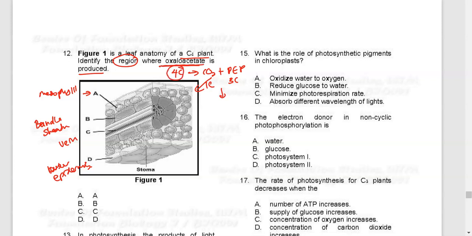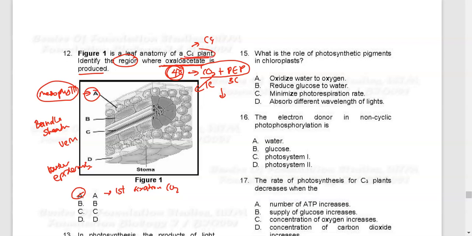So that's why this plant is also known as the C4 pathway, because the first product from the fixation of carbon dioxide is a 4-carbon compound which is oxaloacetate. So this will occur in the mesophyll cell. Okay, so mesophyll cell is A. This is where the first fixation of carbon dioxide will occur.